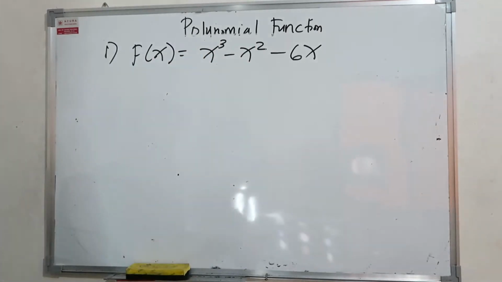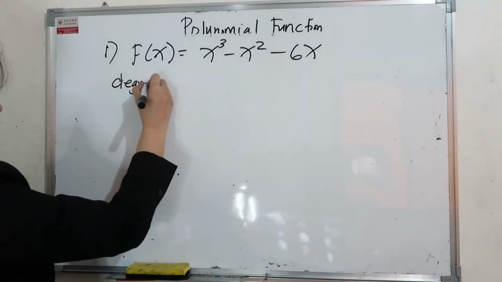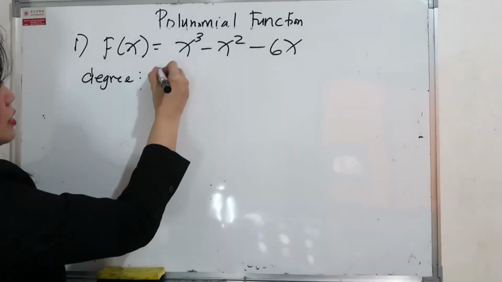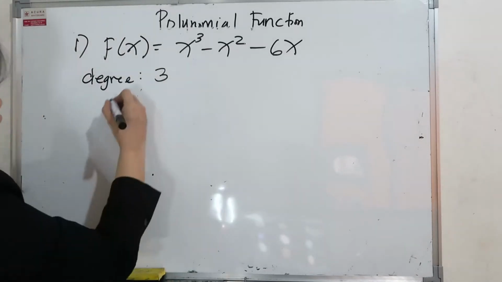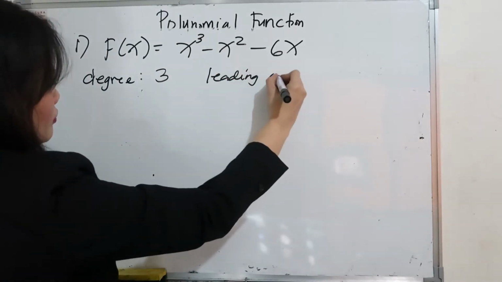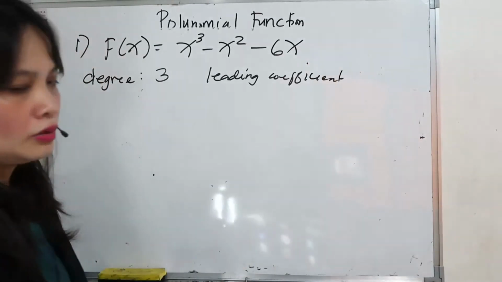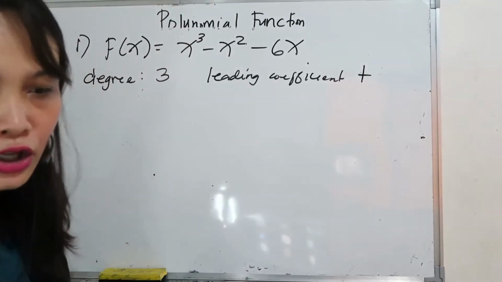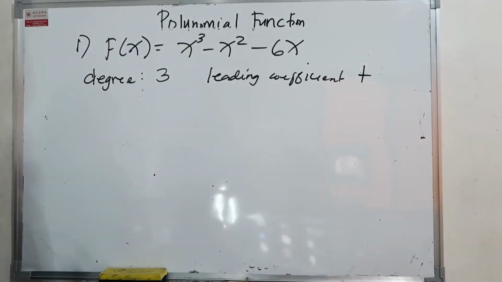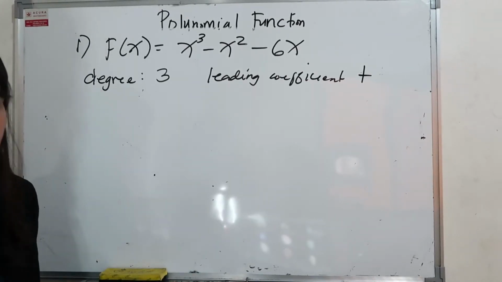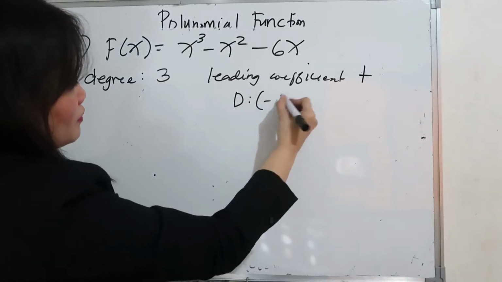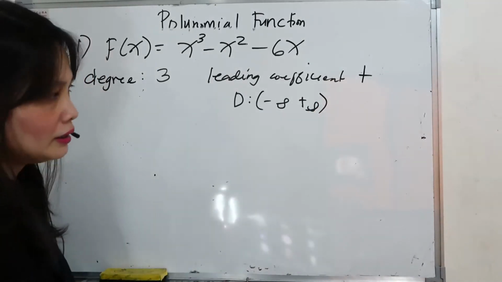First, what is the degree? Okay, 3, the highest exponent. Now, leading coefficient. What's the leading coefficient? Okay, positive 1. So it's positive. So more or less, you can now determine the domain, right? So what's the domain? The domain is from negative infinity to positive infinity. What about the range?